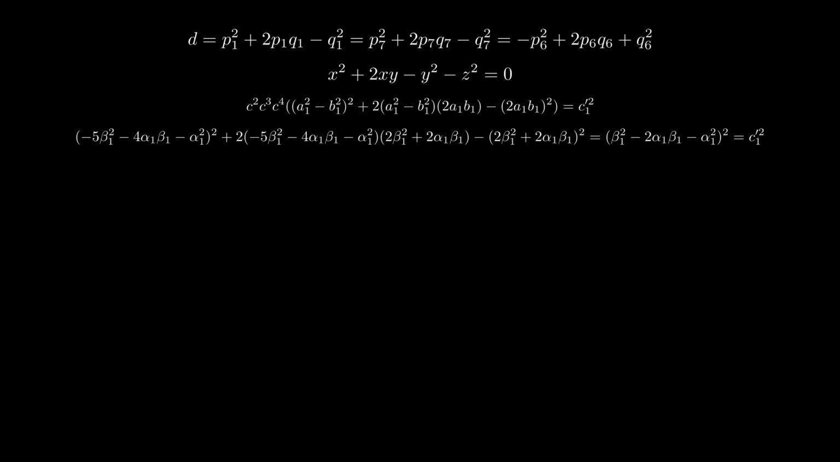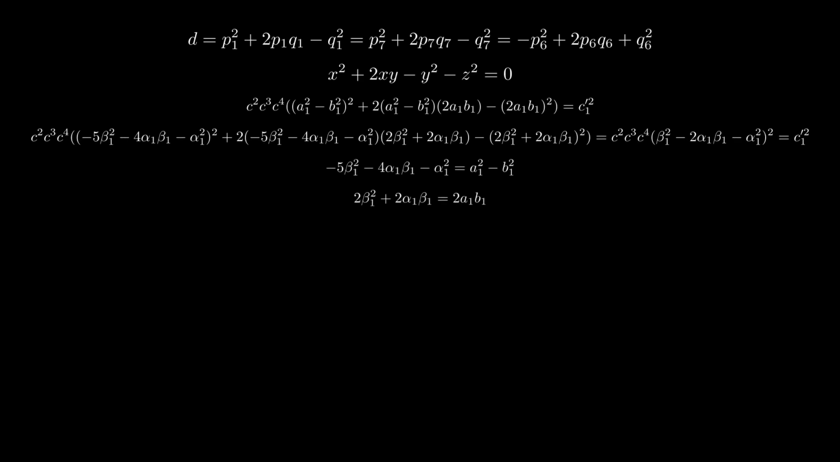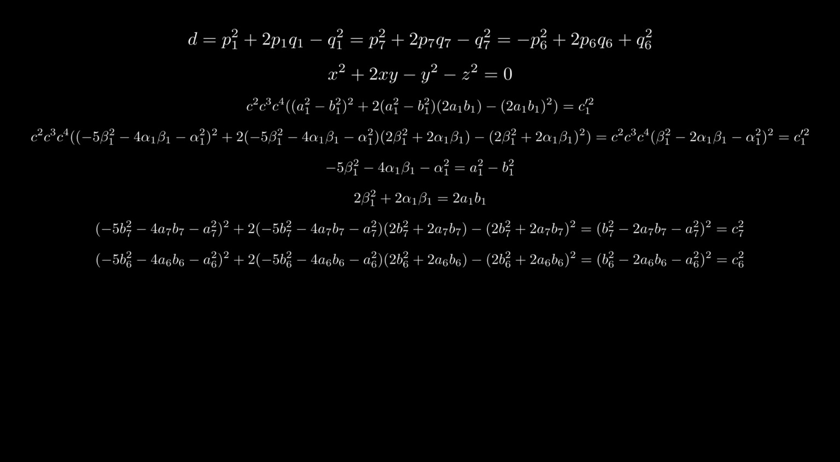If I multiply the equation we just found by C2, C3, C4 squared, they are nearly the same. The only nice way to make this work out is if the values inside the parentheses equal each other, which is what these two equations are. Don't worry if this is confusing, it will not matter later anyway. With the double values of P1 and Q1 resolved, here's what P7, Q7, P6, and Q6 look like.